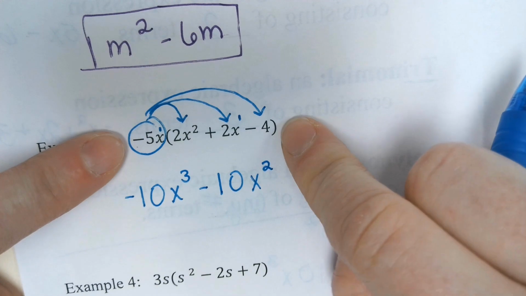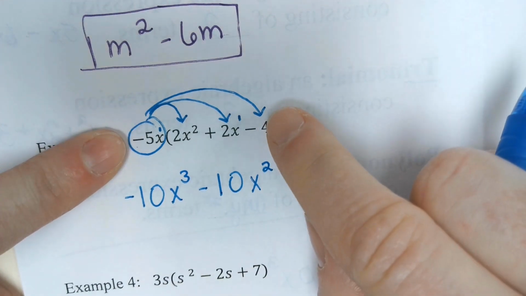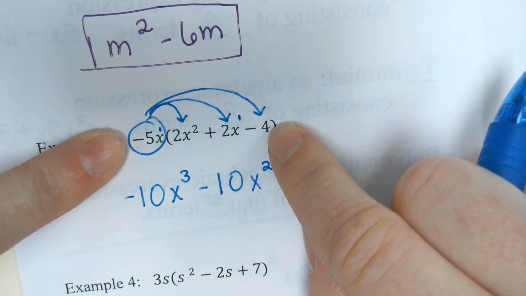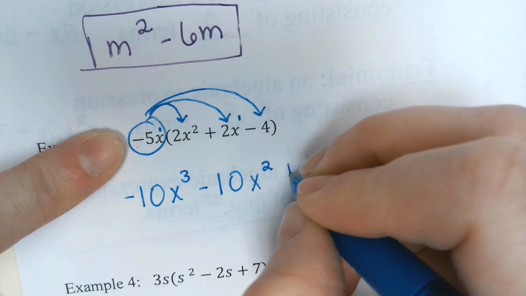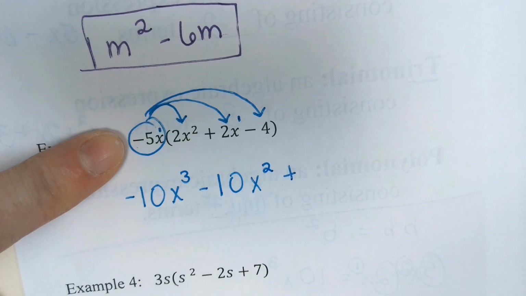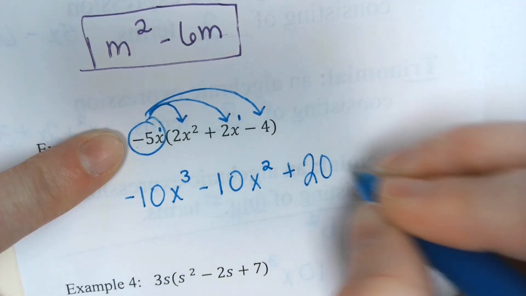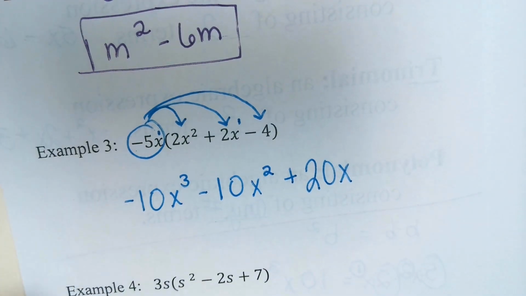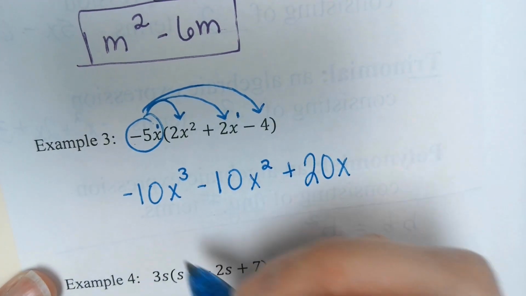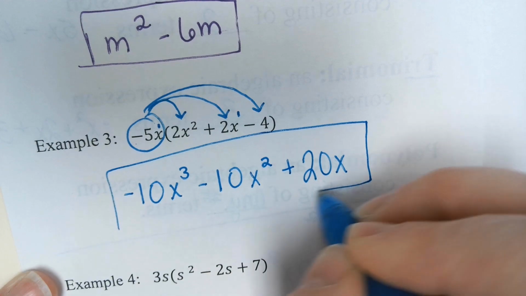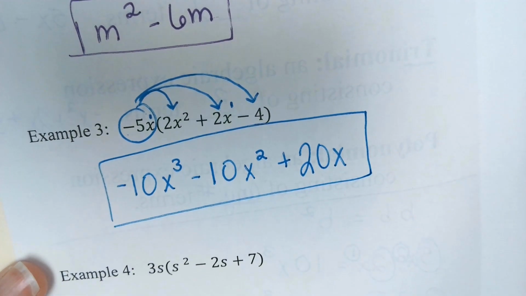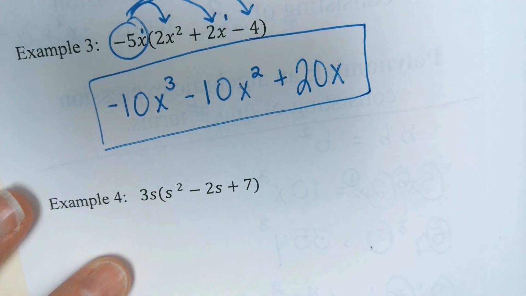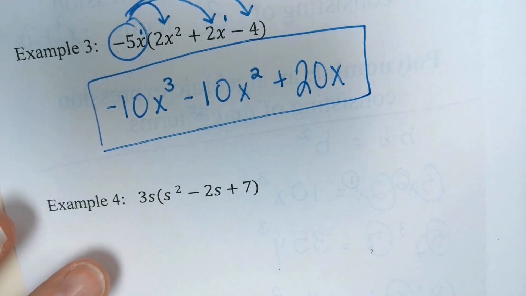All right, the last term would be negative 5x times negative 4. Negative times a negative is going to become positive. Negative 5 times negative 4 is positive 20, and we have x. All right, go ahead and do the next one on your own.